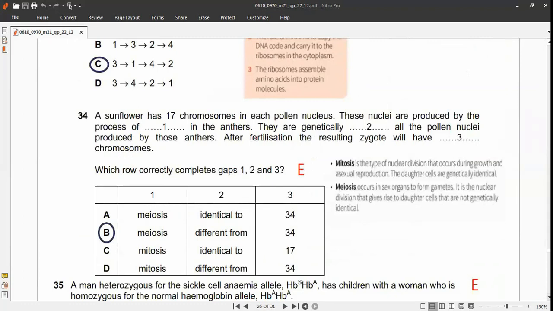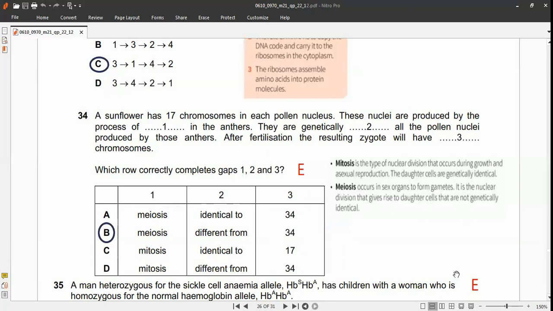Sunflower has 17 chromosomes in each pollen nucleus. These nuclei are produced by the process of meiosis in the anthers. Genetically, they are different from all the other pollen nuclei produced by those anthers. After fertilization, the resulting zygote, 2N, will have 17 plus 17, 34 chromosomes.